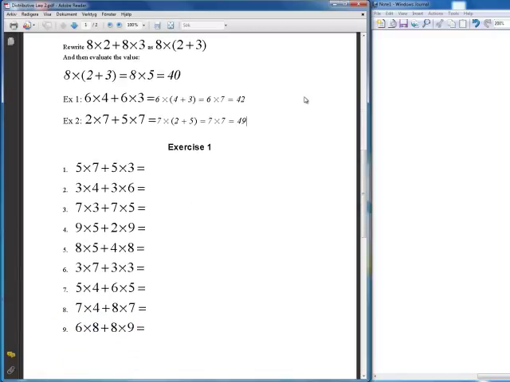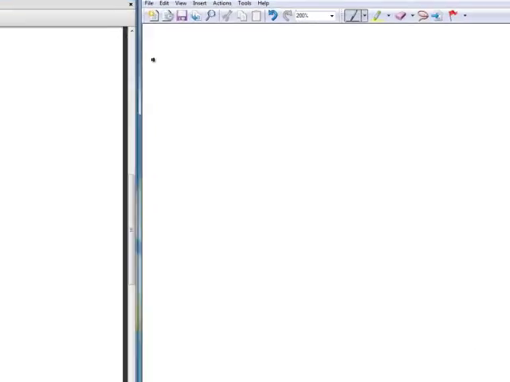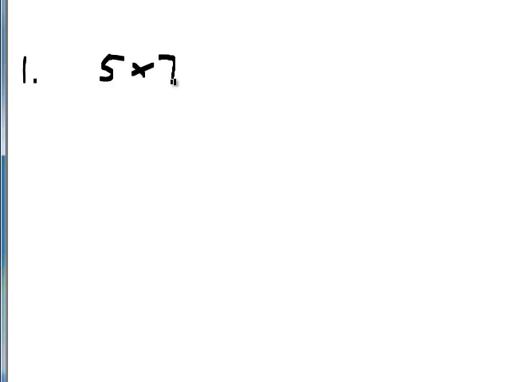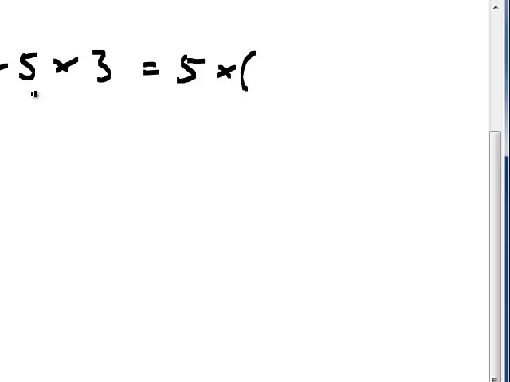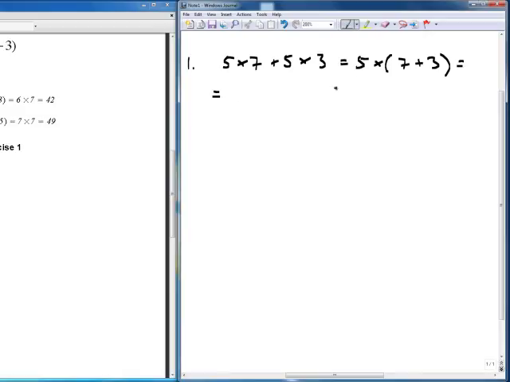Let's do one exercise and try to make it look as in the examples. So we have number 1. 5 times 7 plus 5 times 3. So we have a 5 here and a 5 here. So I write 5 times brackets 7 plus 3. Then continue on the next row. So I do the bracket first according to BIDMAS. So we have 5 times, and 7 plus 3 is 10. 5 times 10 is 50, which is the answer. Okay, same thing with these.